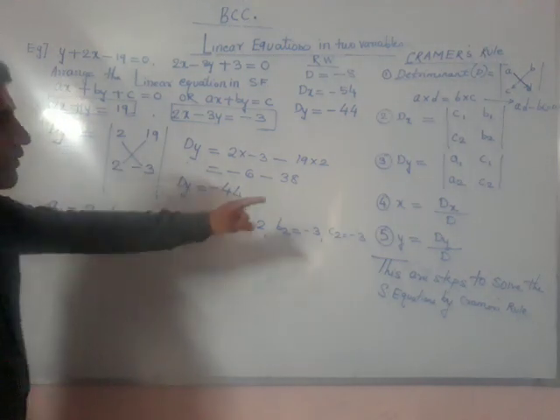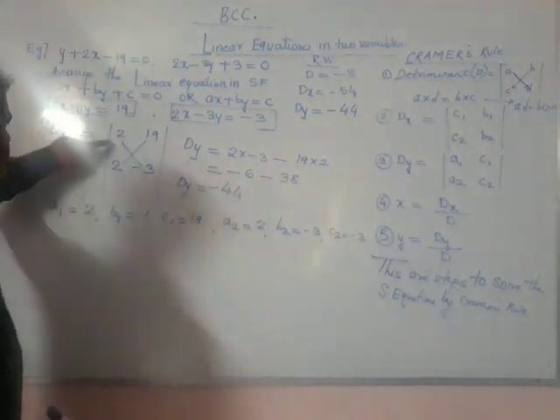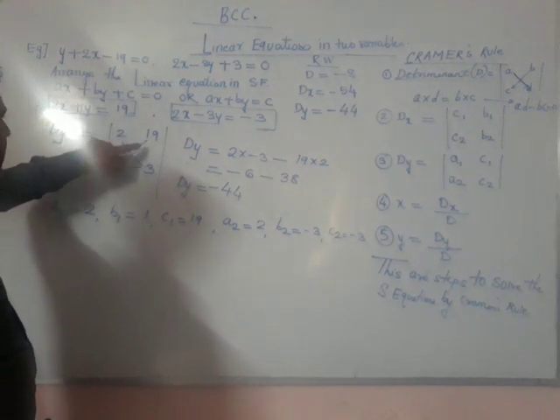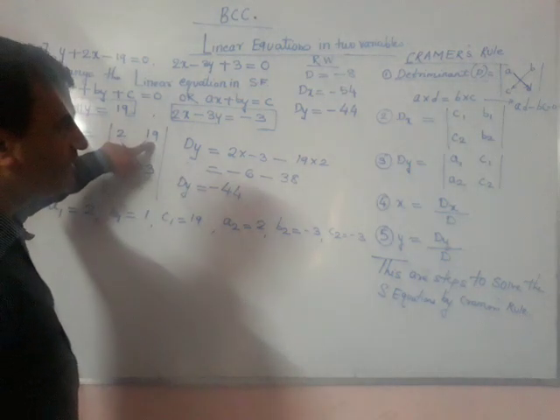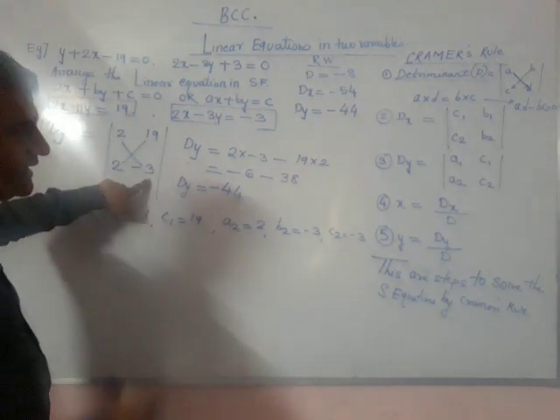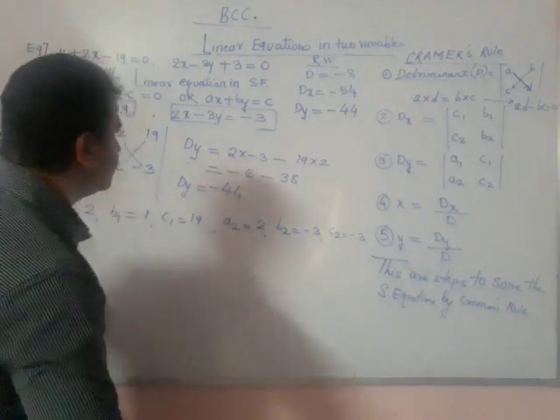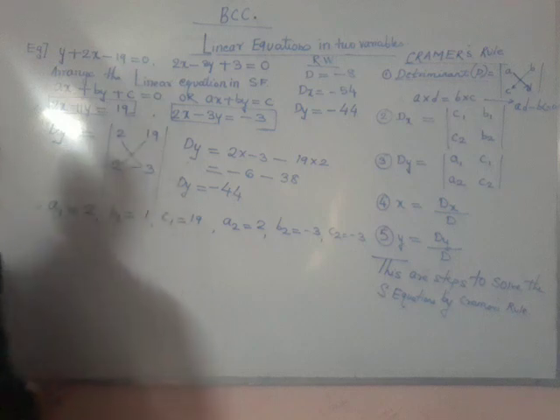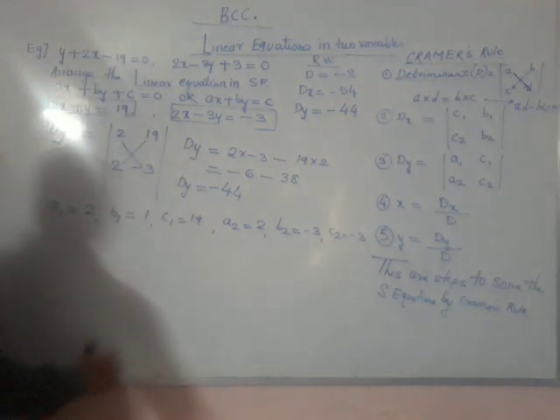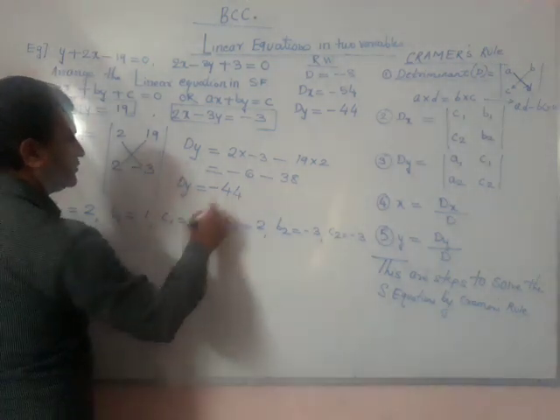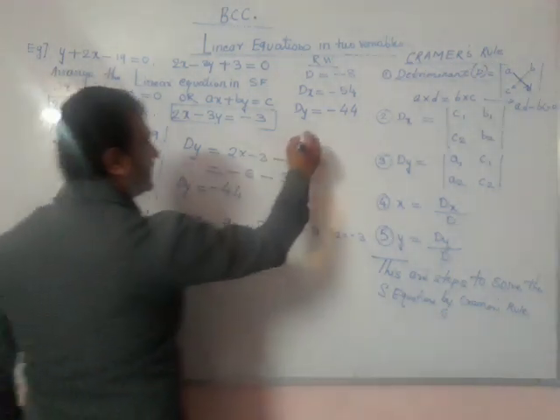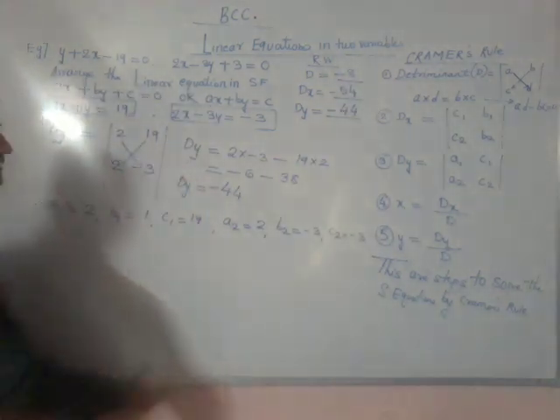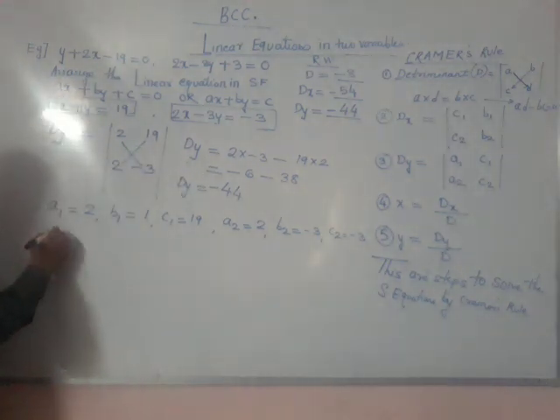Correct? Let us check once. Determinant y is equals to a1 2, a2 2, and then c1 19, and then c2 -3. Correct? So cross multiply 2 into -3 and 19 into 2. So -44. dy is equals to -44. So can I write here dy -44? Yes, correct.